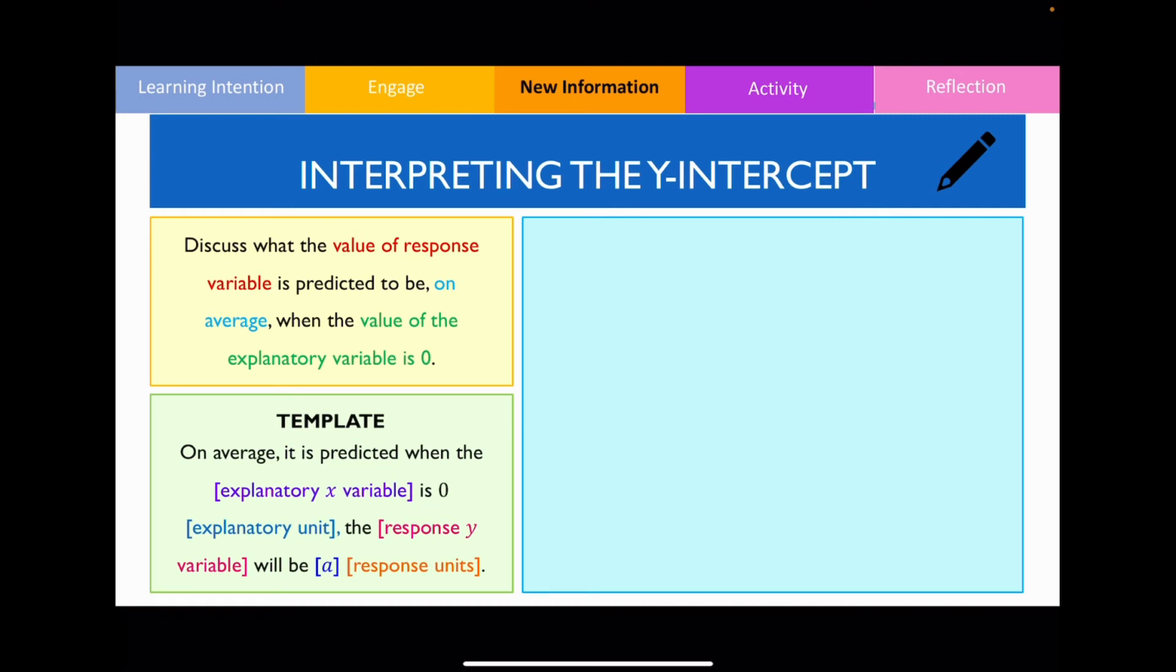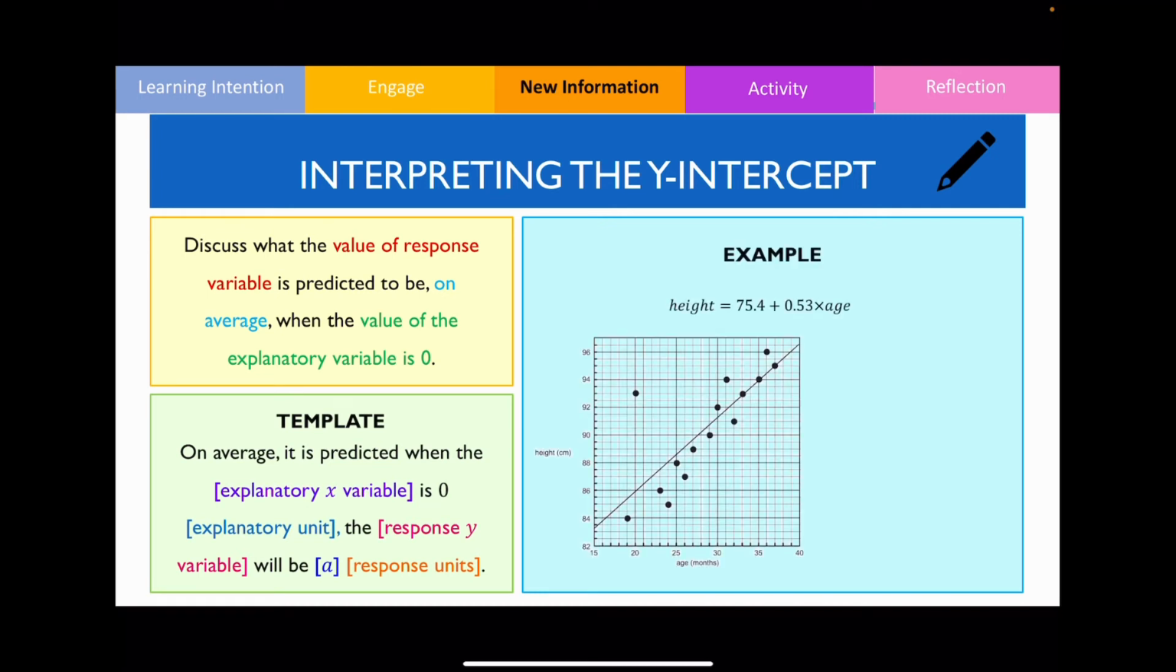So let's see how we actually use this template for the exact same example that I showed you earlier. Again, all we simply need to do is to substitute the appropriate words into the relevant sections as well as the values. In this example, we said that the explanatory variable was the age. The units for that is going to be months. The response y variable is going to be our height. The a value, which is our y-intercept, is equal to 75.4, and the unit is going to be centimeters.